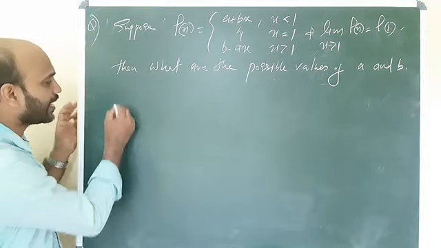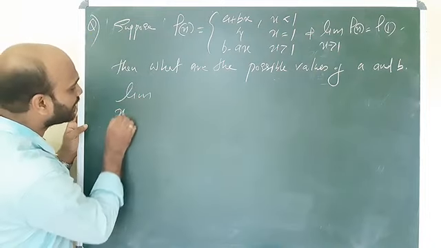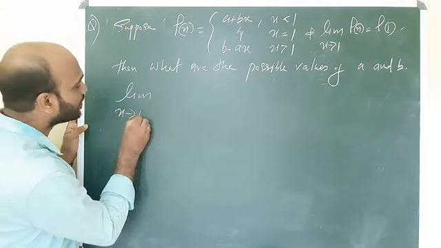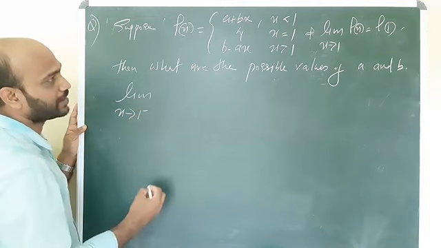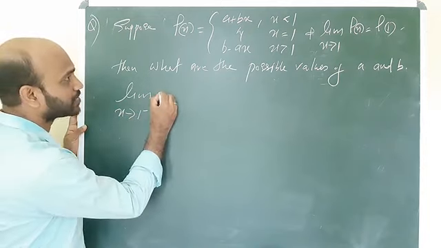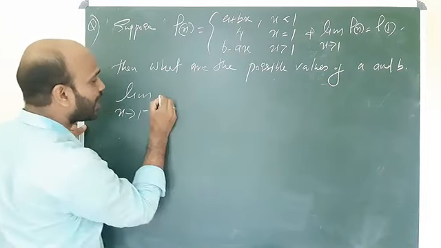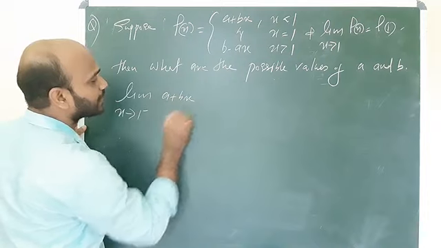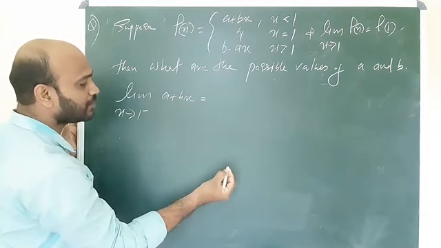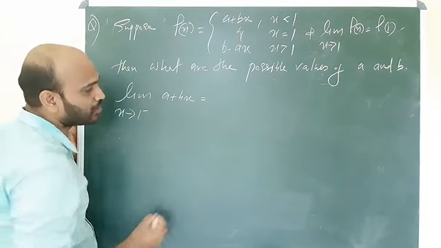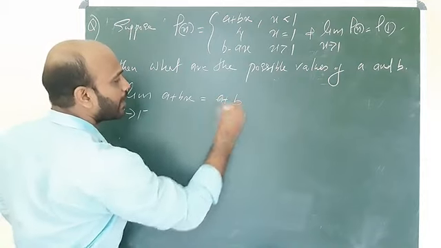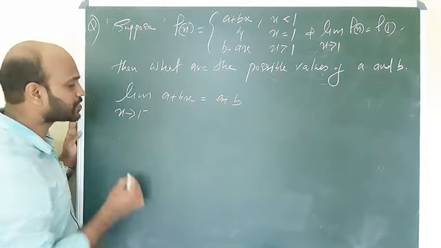So first we can find LHL. That is limit x tends to 1 minus, f of x. 1 minus means x is less than 1. So f of x is a plus bx. So what is the value? Just substitute x equal to 1, it is equal to a plus b. So LHL is a plus b.